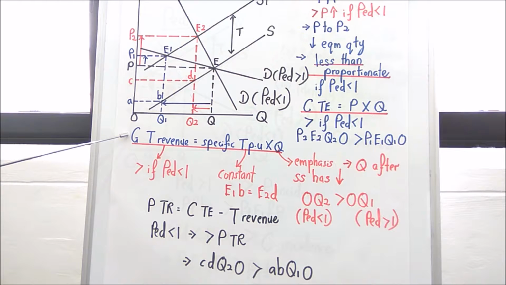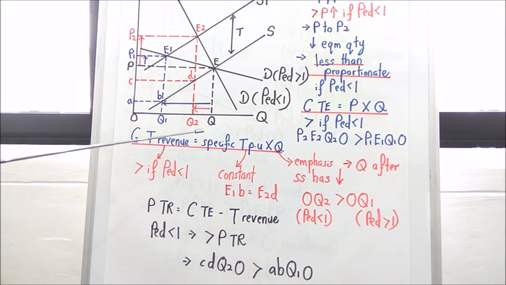As for government tax revenue, it is equal to the specific tax per unit times Q. So you don't worry about the specific tax because it's constant, because the two supply curves are parallel. So the emphasis is on Q. So where's the correct Q? It is not at Q here, right? Because at Q here, the tax has yet to be imposed. So it has to be at the Q whereby the tax has been imposed, whereby the supply has decreased. So it will be either Q1 or Q2.